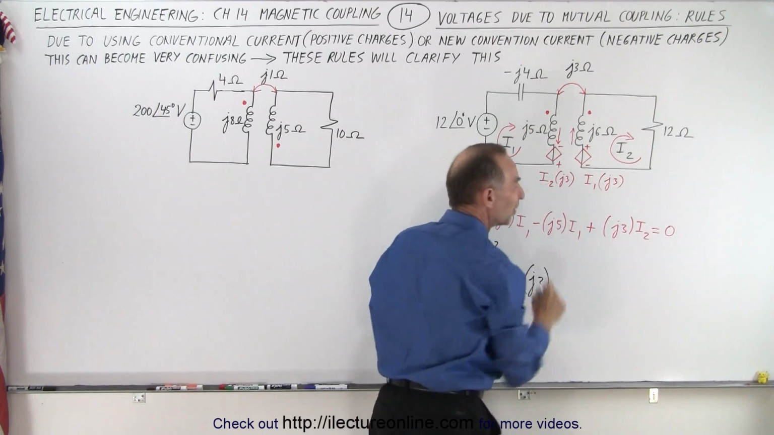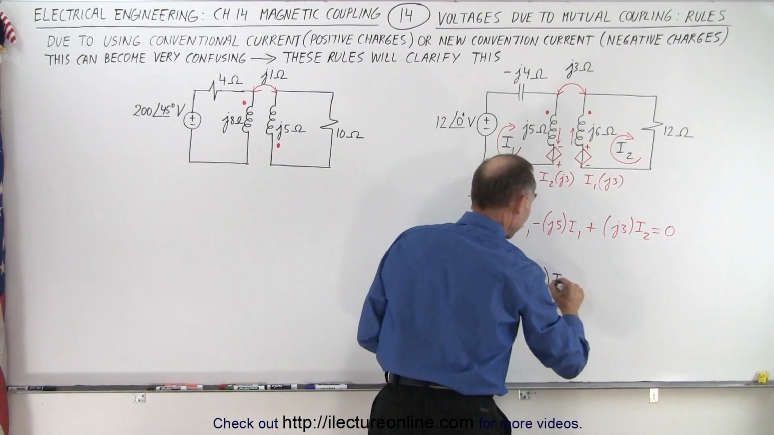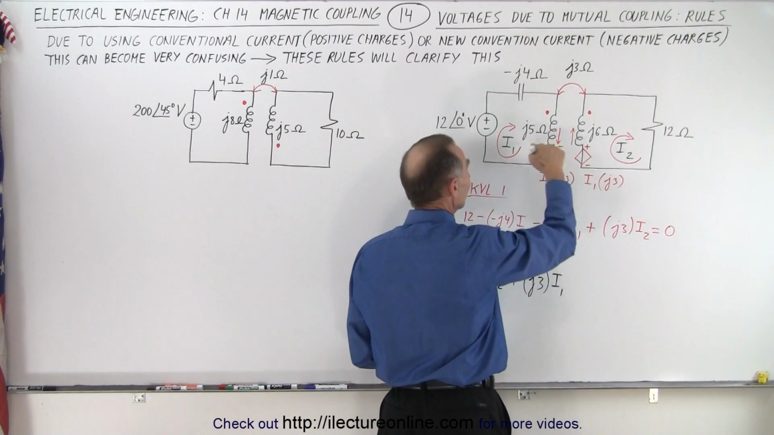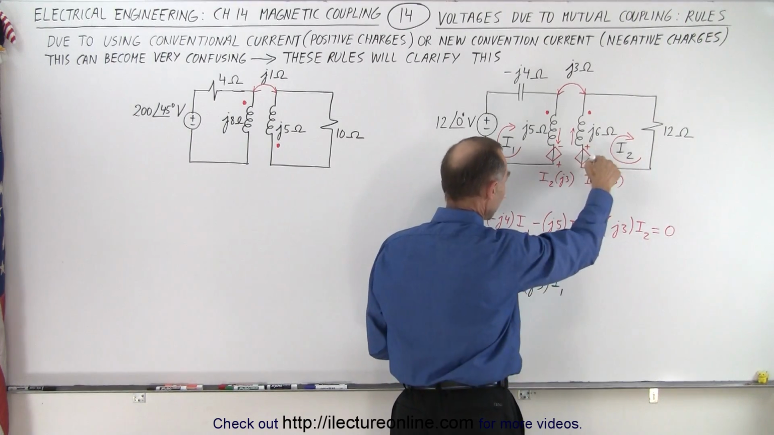Yes, I'm on loop 2. I just want to make sure I did this right. So I'm on loop 2, and I have I1 because it's the mutual inductance. It's a current from the other loop that's causing a mutual inductance over here.